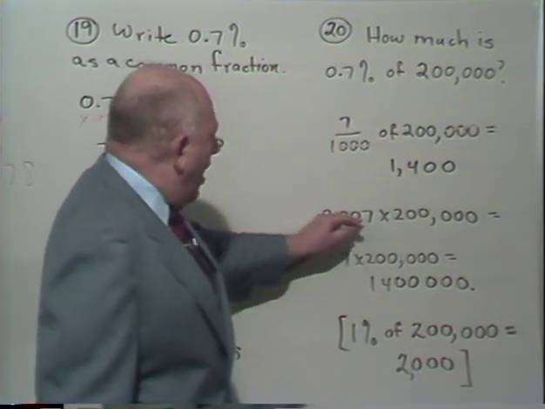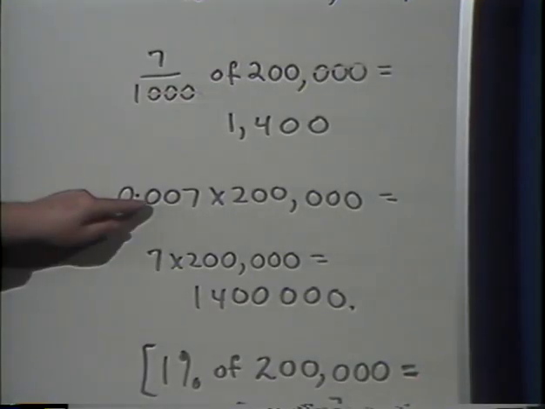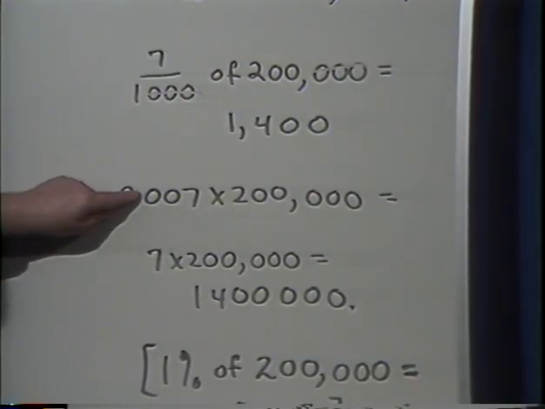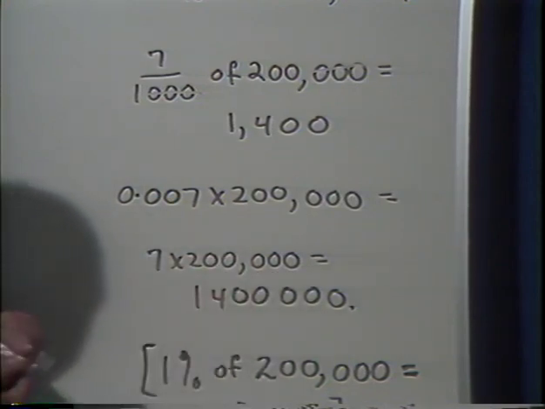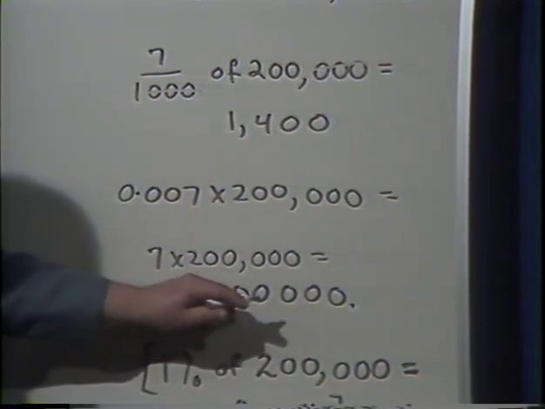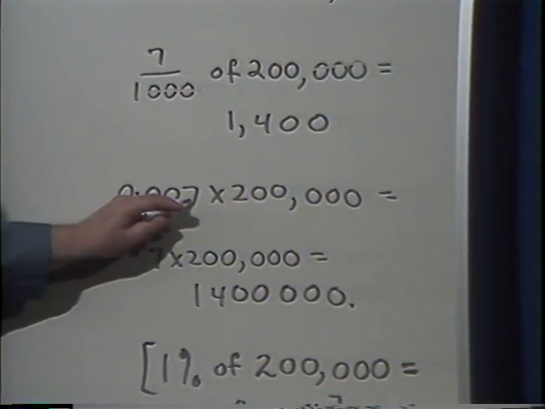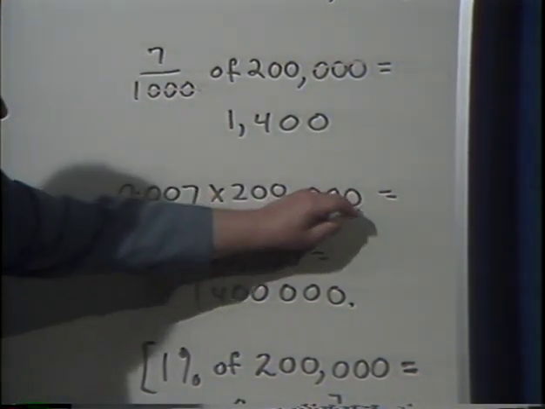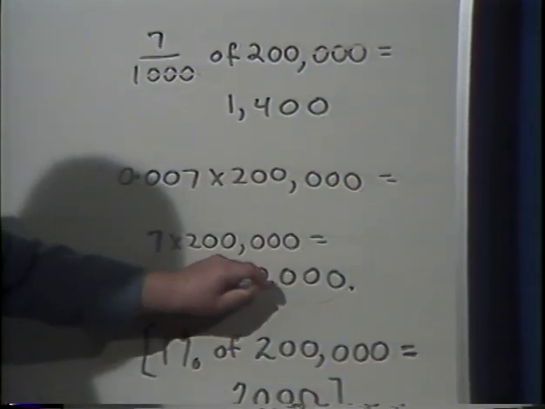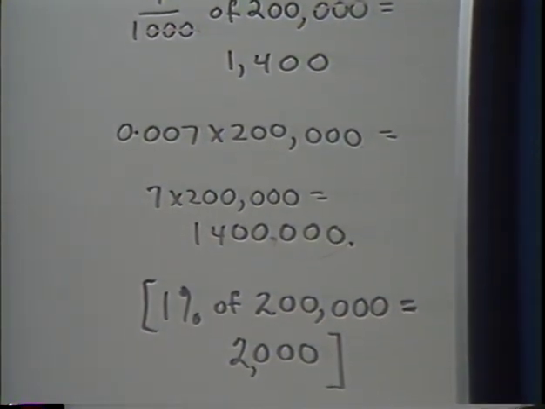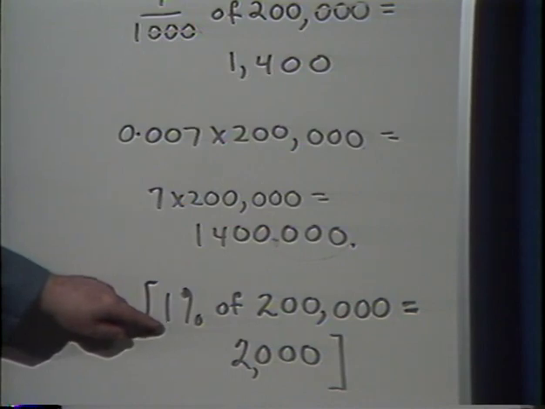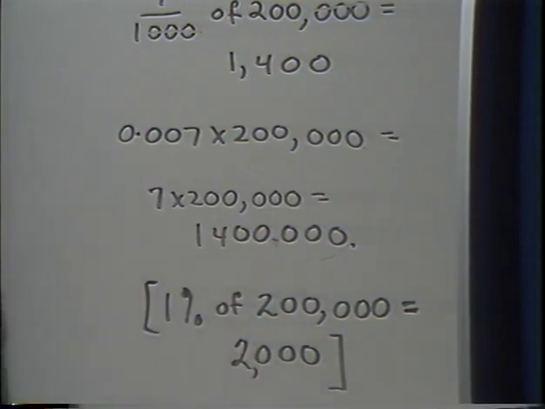And by the way, if you wanted to do this as a decimal, this is still what? Forget the decimal point. Just multiply the 7 by the 200,000. That would give you 14 followed by 5 zeros. Now there are 3 digits to the right of the decimal point here, none here. So move the decimal point 3 more places. There's your still 1,400.